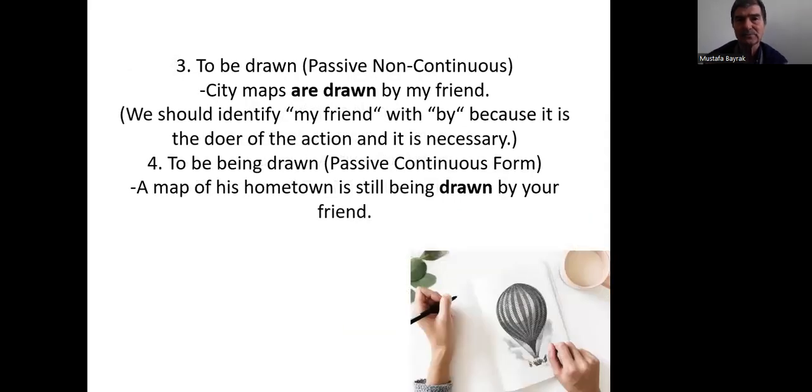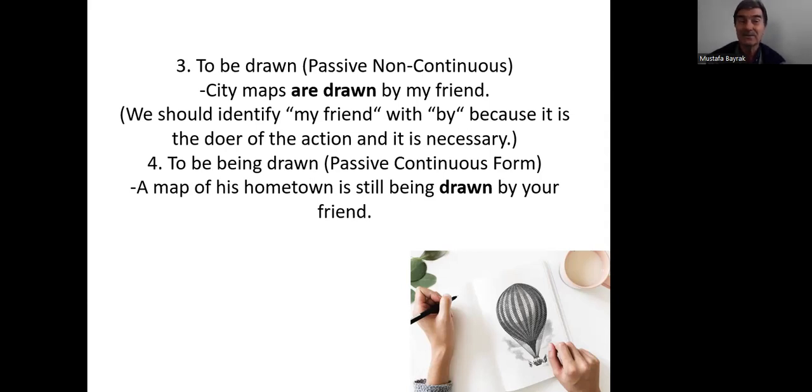Okay, to be drawn, passive non-continuous. This is new for us, okay? To be drawn, passive non-continuous. City maps are drawn by my friend. We should identify my friend with "by" because it is the doer of the action and it is necessary.